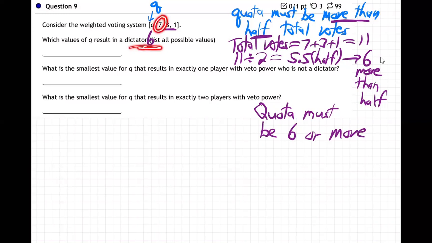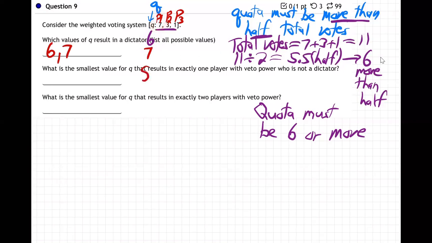Well, yeah, that 7, player 1 here, right? These are the players. This is player 1, player 2, player 3. Yeah, player 1 would be a dictator. He has 7 votes. It only takes 6 to pass anything if the quota was 6, so he could do anything he wants. He has absolute power. So if the quota is 6, but also if the quota is 7, player 1 is still a dictator because he has 7 votes.